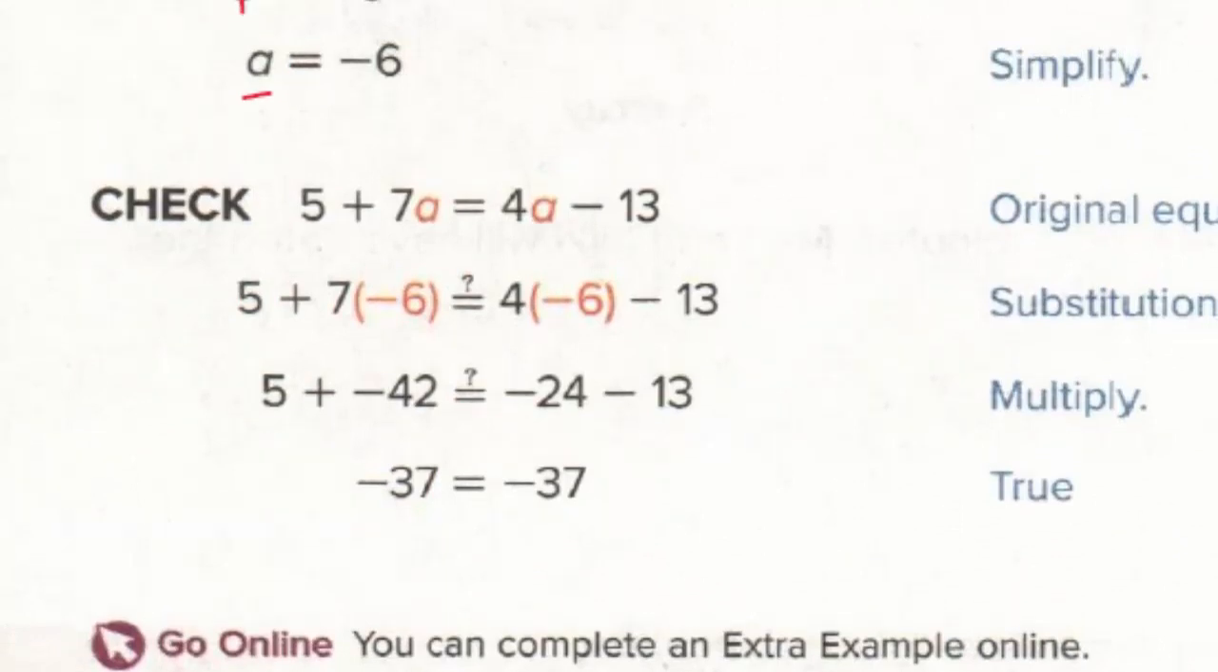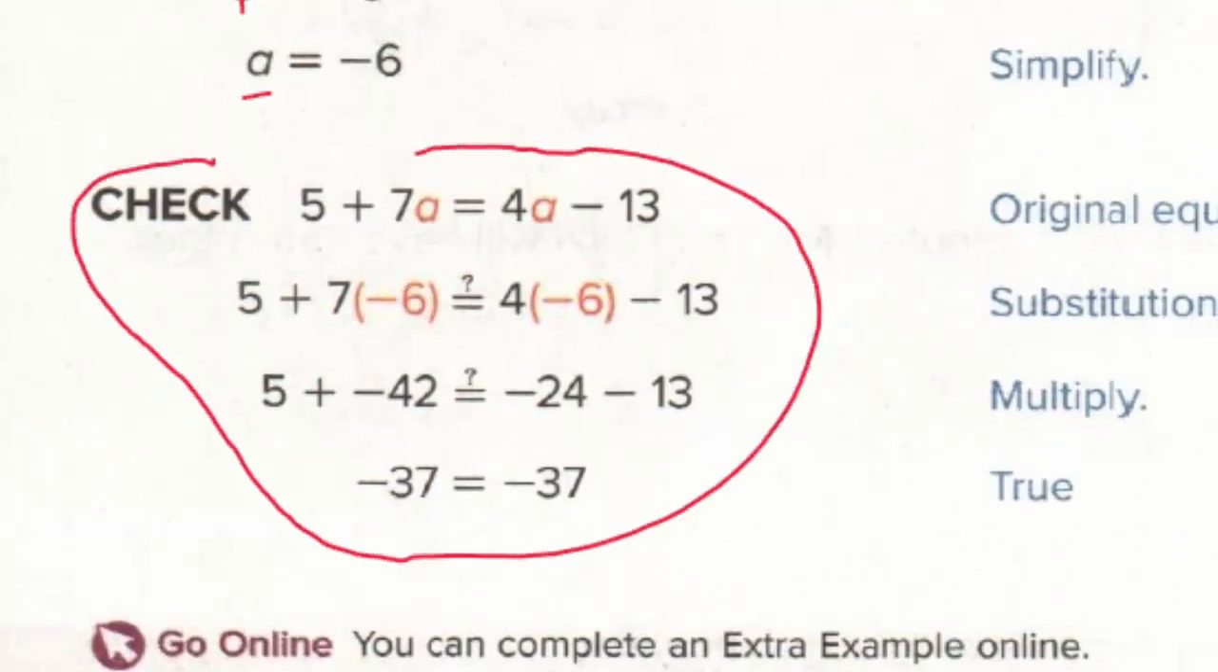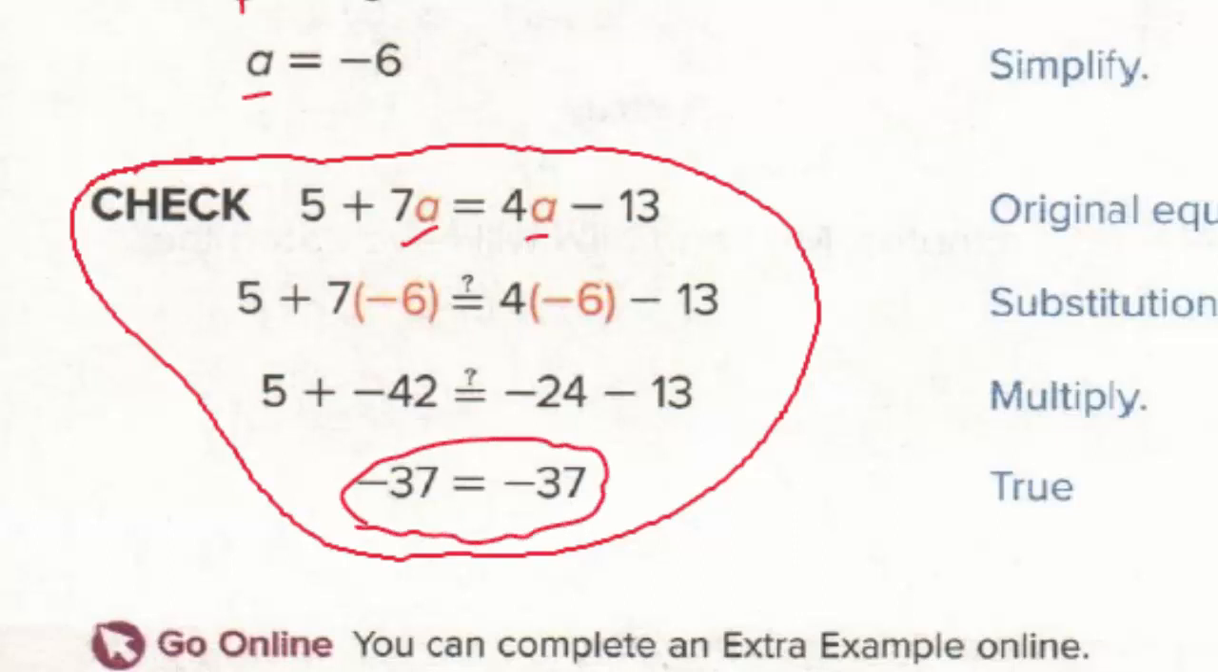Now, one thing you're supposed to do once you've got an answer that you think is right is you're supposed to go back and check it, and that's what they've done right here. They've substituted a with the negative 6. They've worked down the whole problem, and at the very end, they see the left and the right-hand side are equal, and because that's a true statement at the end, that means our negative 6 is the solution.